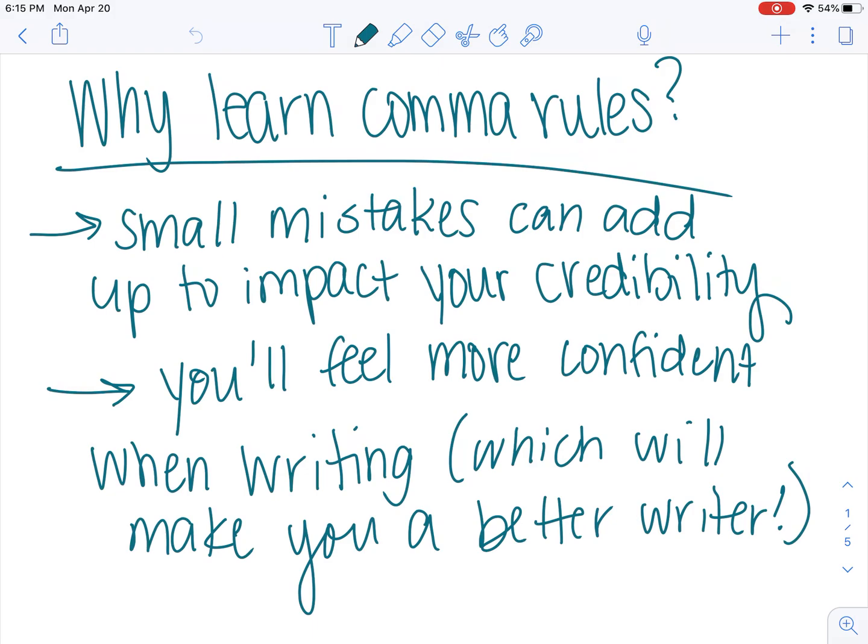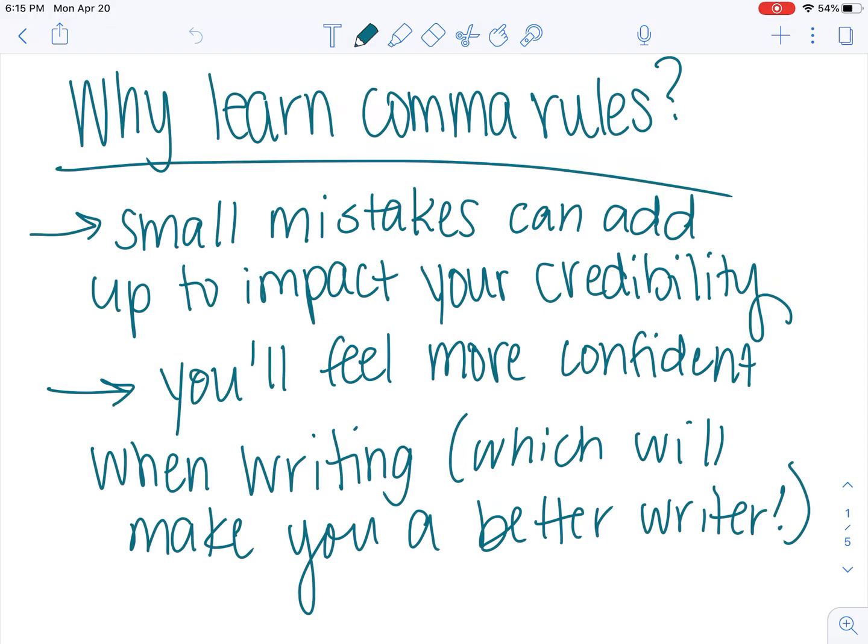At the same time, someone who's really good at writing can often convince people that they do know what they're talking about when they don't. So little mistakes, little comma mistakes can sometimes add up. One or two mistakes, most people are not going to notice. It's when it's consistent, or it's every time, or it messes up understanding. If a reader or if your audience can't understand what you're trying to say because you don't have those commas, then that's going to mess up your credibility.